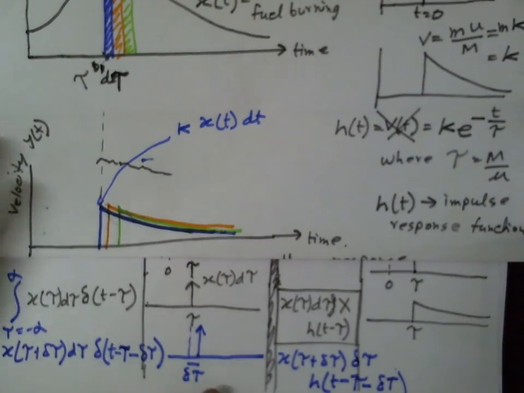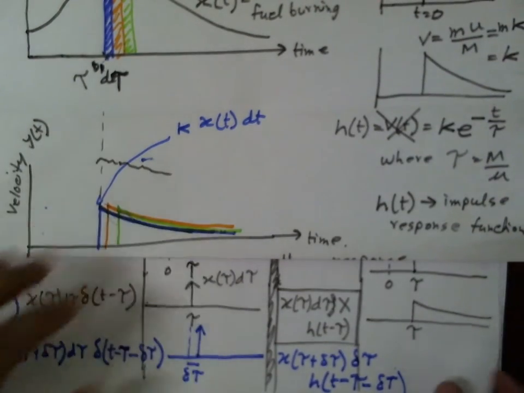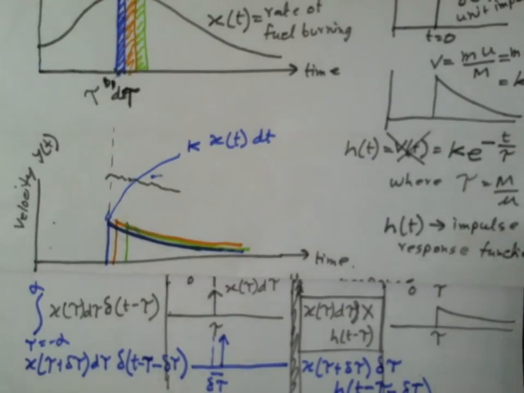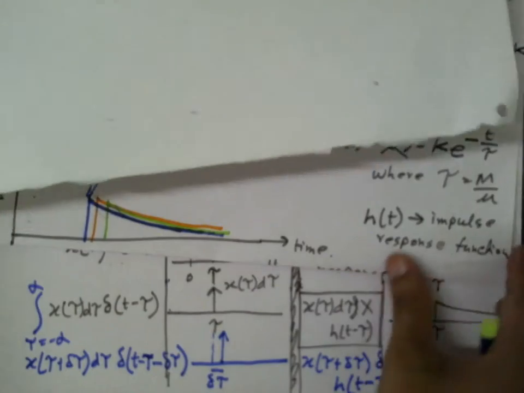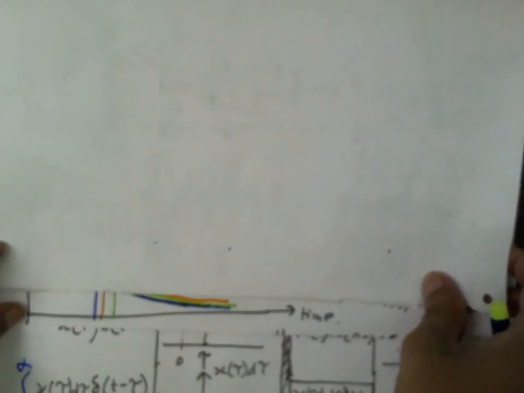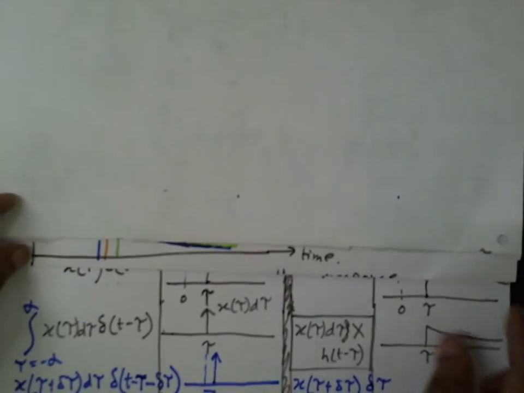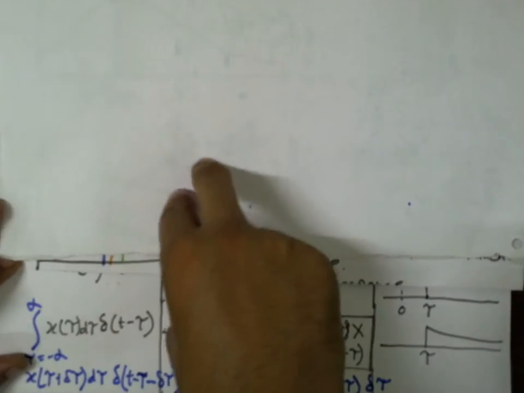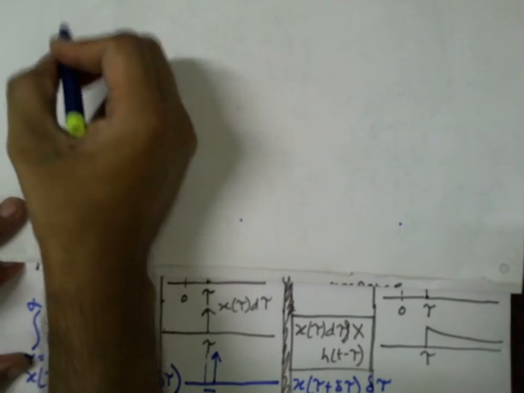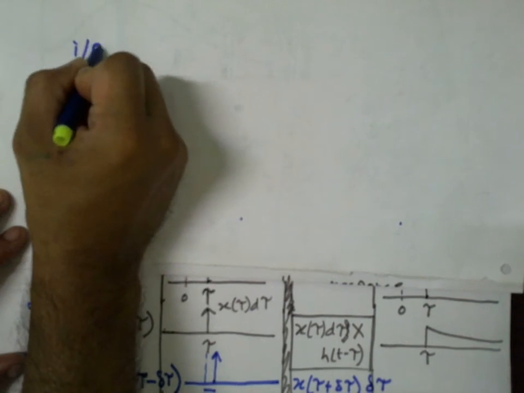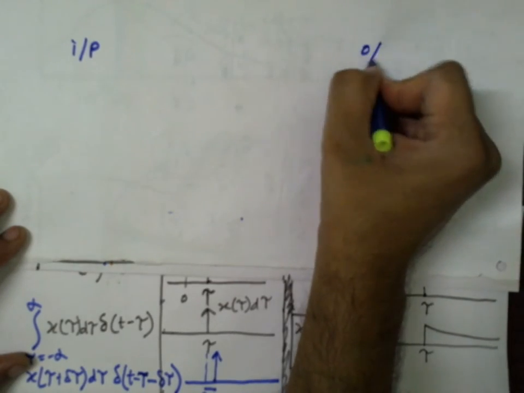Let me now rewrite the same thing a bit more clearly because I was running out of space. I'm sorry for that. So let me copy this here. Again, this is the input or excitation, and on the right hand side is the output.